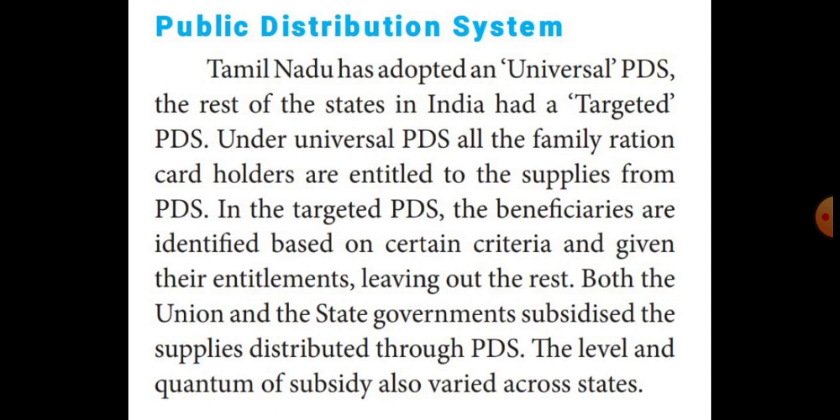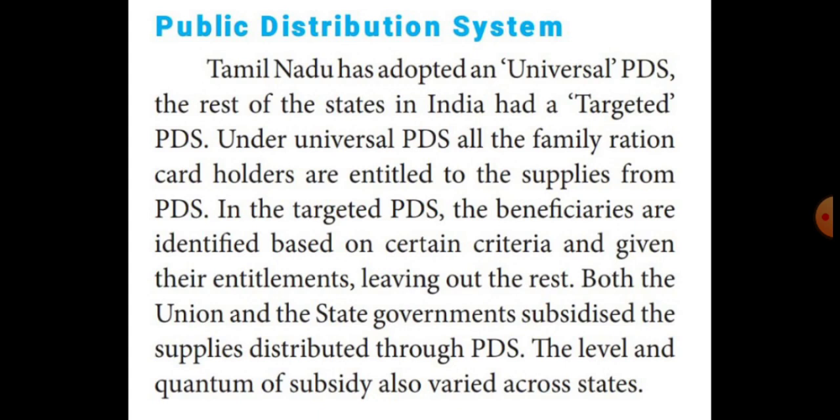In India, Tamil Nadu has adopted a universal PDS and the rest of the states in India have targeted PDS. There are two types of PDS. Universal PDS means distributing essential commodities at a subsidized rate and price. Targeted PDS means providing subsidized food to the poor people through a network of ration shops.